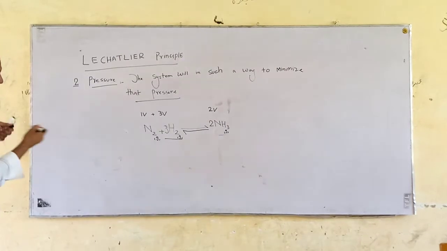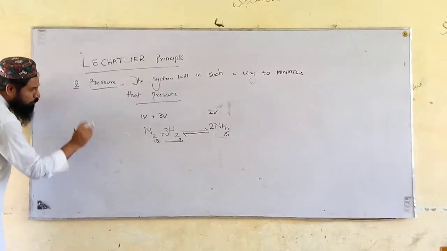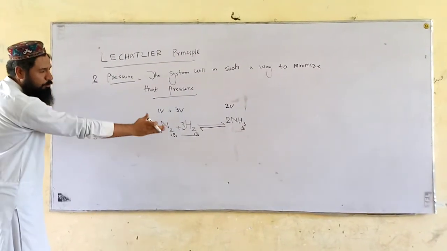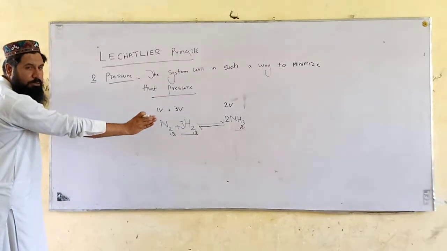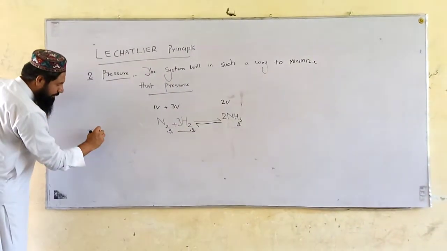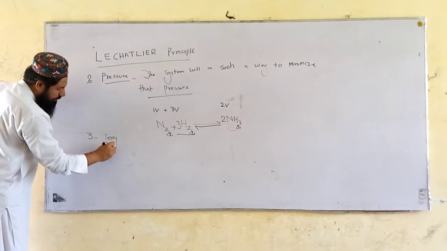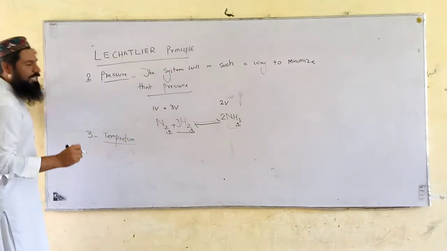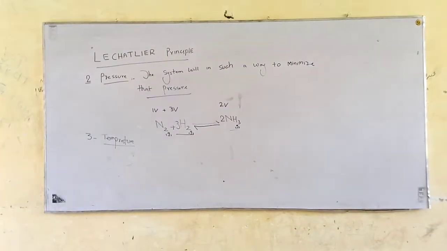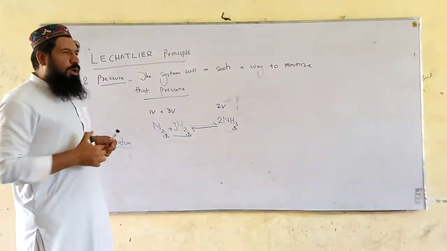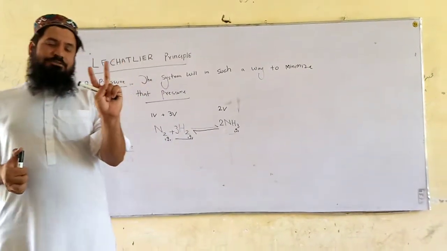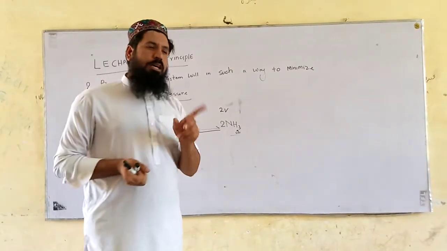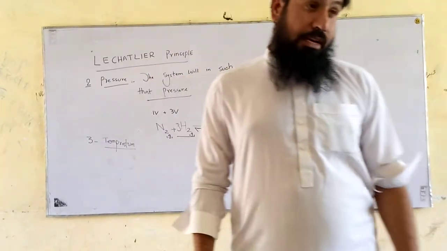Now, third, we can also disturb this system at equilibrium by changing the temperature. There are two kinds of reactions. One is known as exothermic reaction and the other is called endothermic reaction.